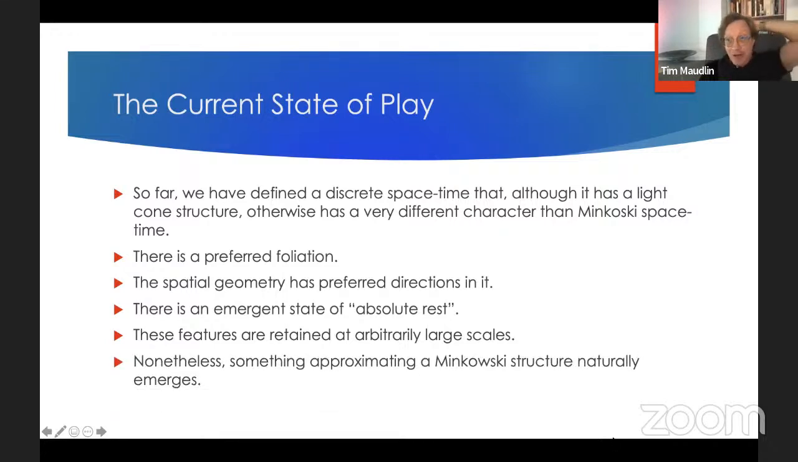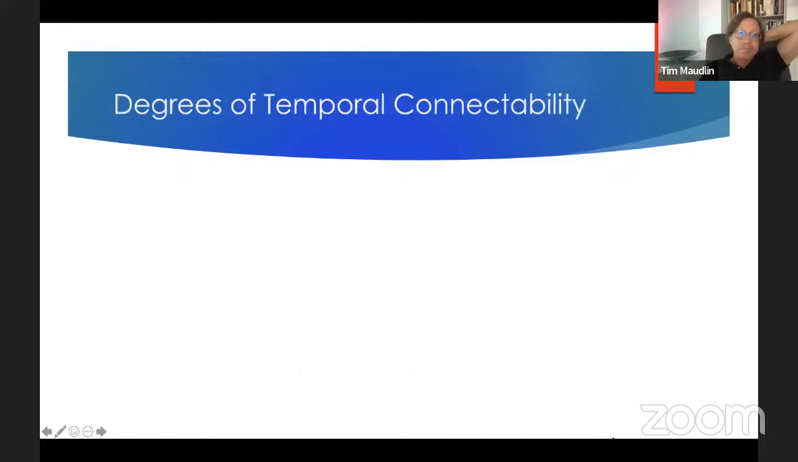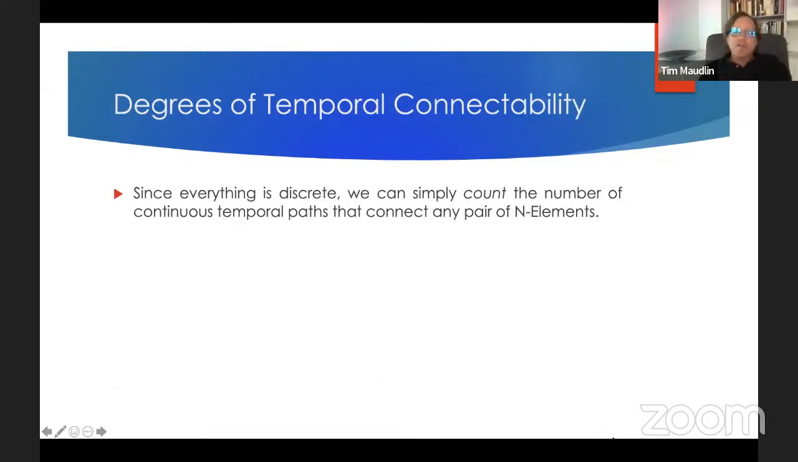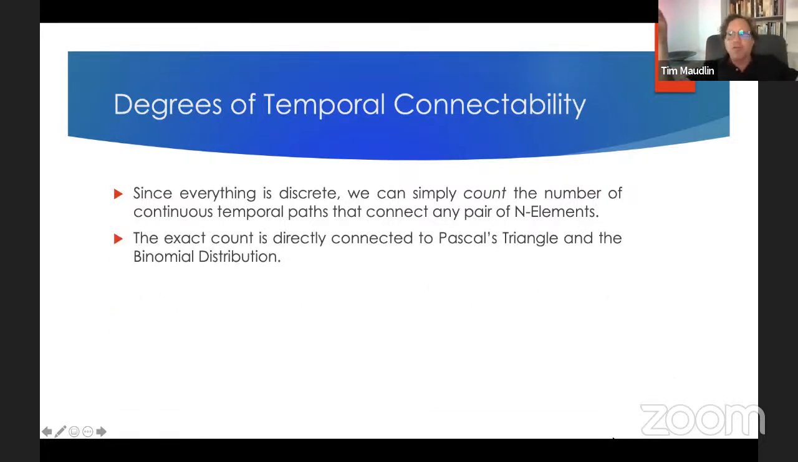However, and this is kind of a shock, something very close to a Minkowski structure naturally emerges. How is that? Well, let's think about degrees of temporal connectability. I already did that when I talked about this emergent state of absolute rest. I said, from this point, what point above it has the most distinct paths that lead to it, right? So I can count, because this is all discrete. I can just count these paths. And so between any pair of these one elements, I can count the number of distinct continuous temporal paths that will take you from there to there. Could be 0, then we'd say they're space-like separated.